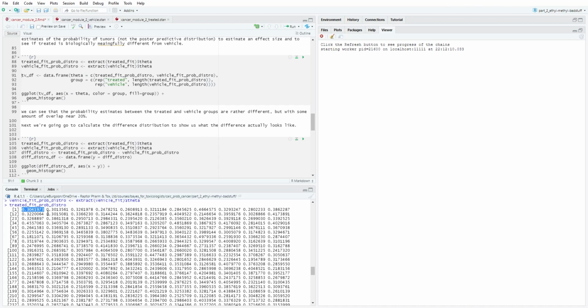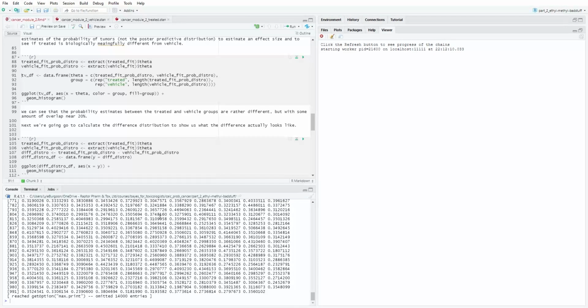So on the far left-hand side, you've got this one. The next one just to the right of it is 0.03013561. The one next to that is this one, and the one next to that is this one, and so on and so forth. And you keep on going until you've reached, what would that be, 15,000 records. Okay, so now you've got these 15,000 blocks with decimal numbers on the face of them. And that is what a vector is. So that is what treated fit prob distro looks like. It is a vector of 15,000 wooden blocks that have these numbers on them.